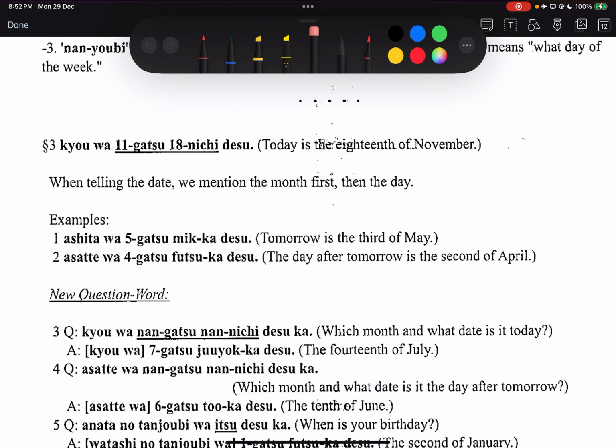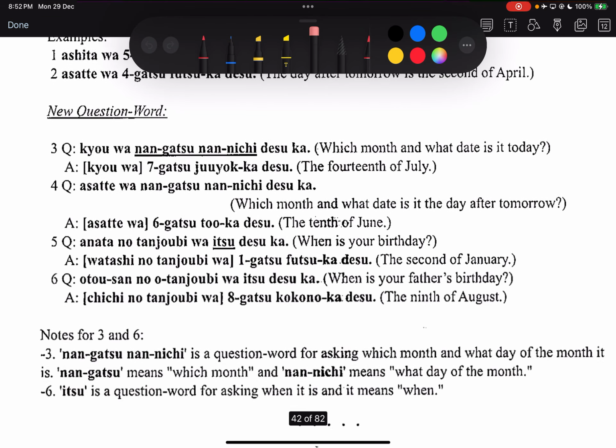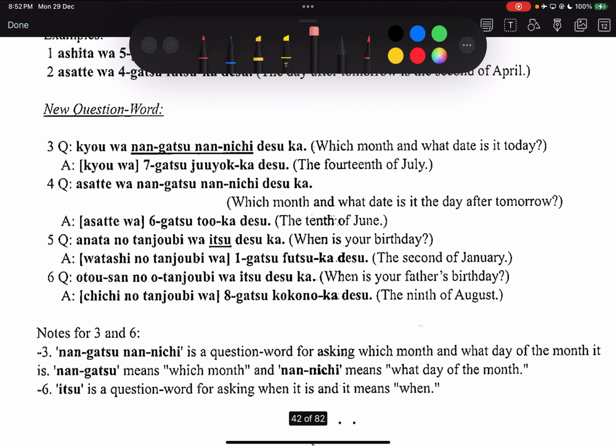Okay, now a new question word. So we want to ask what month, what day. So we just say 何月何日. 何月 literally means what month. 何日 literally means what day. 几月几日. Okay, next, number 5.